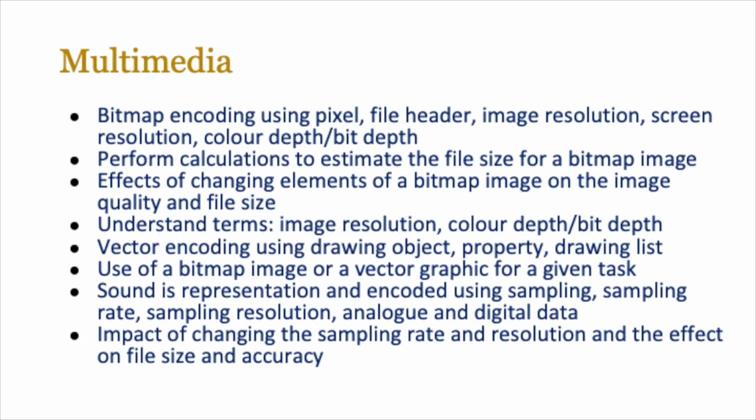In the multimedia section, you'll need to focus on bitmap encoding using pixels, file header, image resolution, screen resolution, color depth, or bit depth. You need to be familiar with the definitions. You need to be able to at least have 2 key points for each. So you need to know that a pixel is the smallest unit that is used to create an image, and you need to be able to focus on the file header, and you need to focus on what goes in the file header, and similarly you need to know the image and the screen resolutions and so forth. You should be able to perform calculations to estimate the file size for a bitmap image.